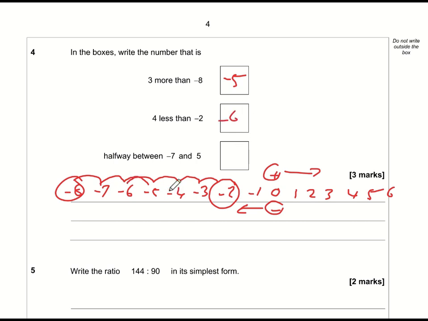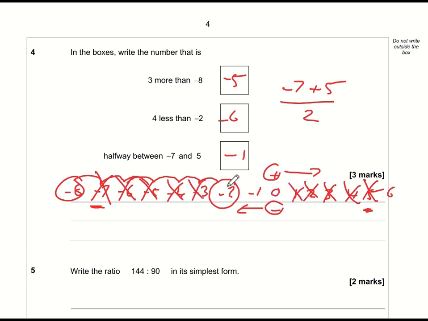4 less than negative 2, so we are subtracting 4 from negative 2, so 1, 2, 3, 4 takes us to negative 6. And halfway between minus 7 and 5, what you could do here is add these two together, so negative 7 plus 5, and then divide the answer by 2. Minus 7 plus 5 is minus 2. Minus 2 divided by 2 is minus 1. Alternatively, we can cross off until we work our way into the middle. Minus 7 and 5, minus 6 and 4, minus 5 and 3, minus 4 and 2, minus 3 and 1, minus 2 and 0. We've exposed negative 1. So there we go: minus 5, minus 6, and minus 1.